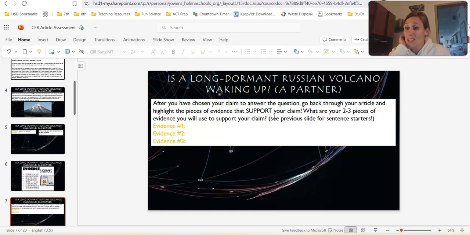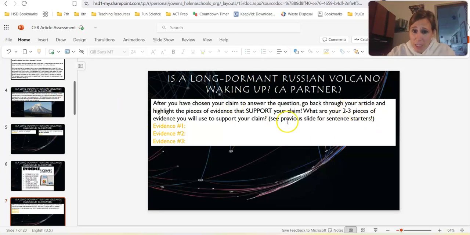that you highlighted. You guys are going to see in that article that there's lots of evidence for the claim and lots of evidence against the question. Okay, so you get to choose a side on that, and it's just about your evidence. So do you think that this Russian volcano is dormant, or that it could possibly erupt again? Okay, so again, pick your evidence either for or against.